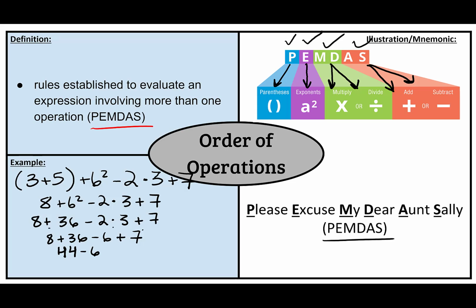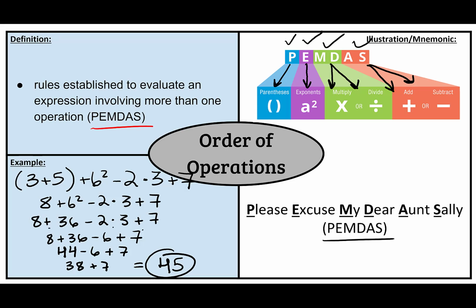minus 6 plus 7. Again, you can go about this any way, but I just like to maintain that left to right. 44 minus 6 is 38, plus 7, which will give us our final answer of 45.